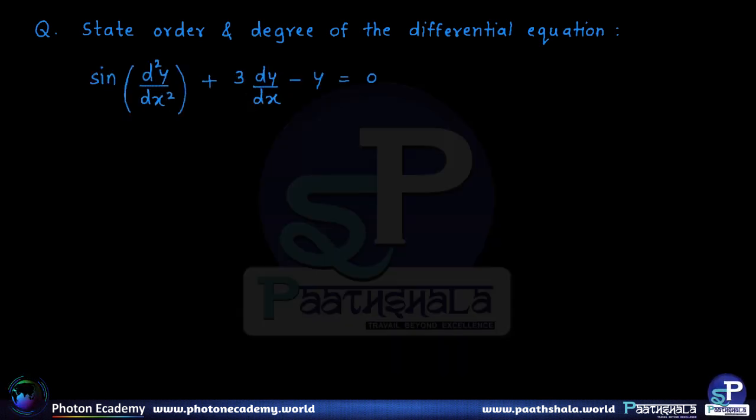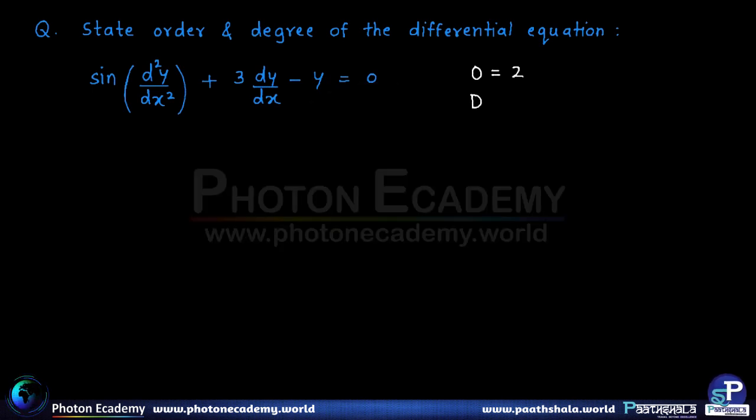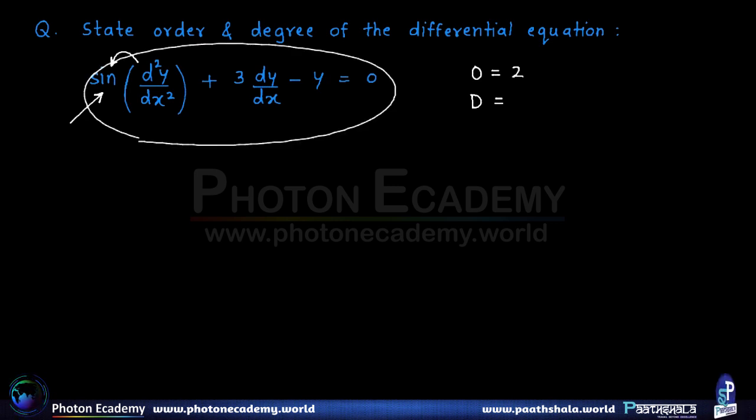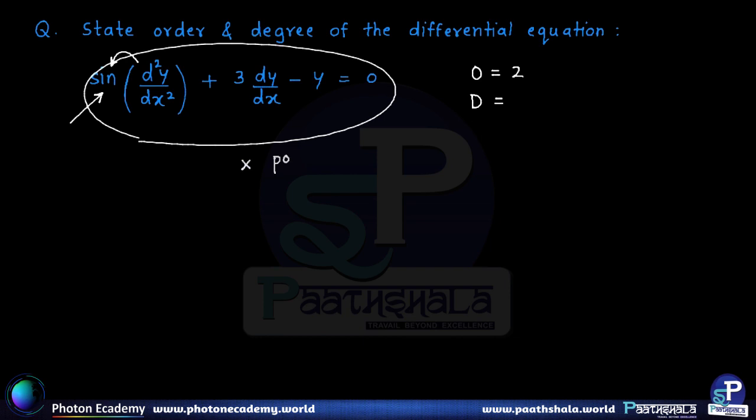Sine of d square y by dx square plus 3 dy by dx minus y equal to 0. Now here it's not difficult to recognize that the order is 2 because we see the second order derivative. And as far as degree is considered, here we spot that the derivative is present inside a trigonometric function. So therefore the entire equation cannot be considered as a polynomial equation in derivatives. So here, as we have seen, the degree is not defined for this differential equation, right? It simply does not exist.